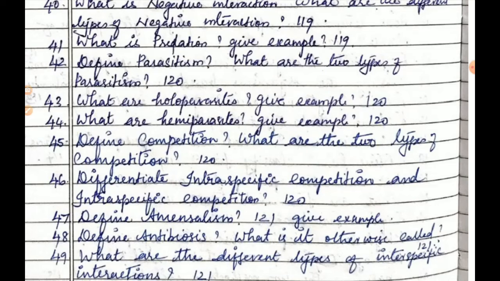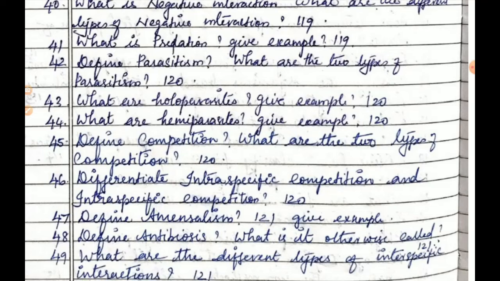Parasitism, at the top of the page. Parasitism is an interaction between two different species in which the smaller partner obtains food from the larger partner. Types of parasitism are holoparasite, hemiparasite.